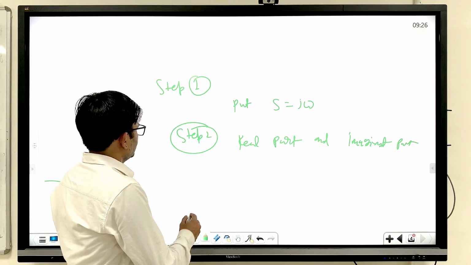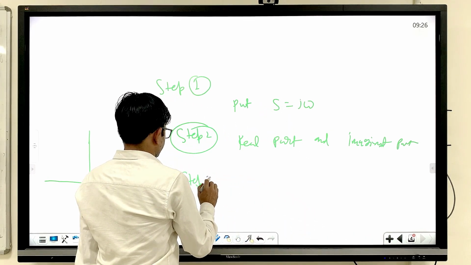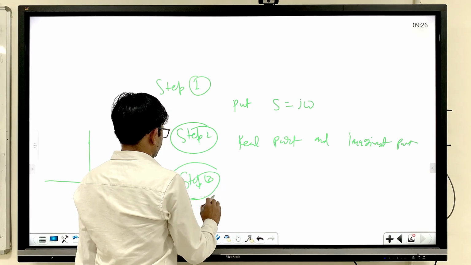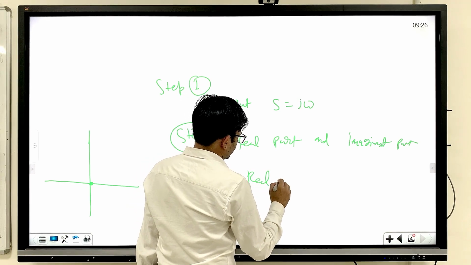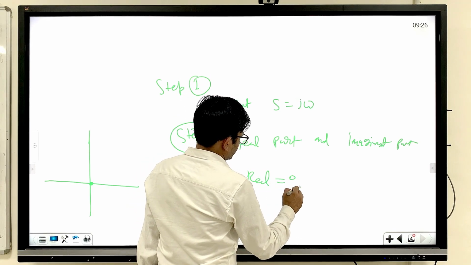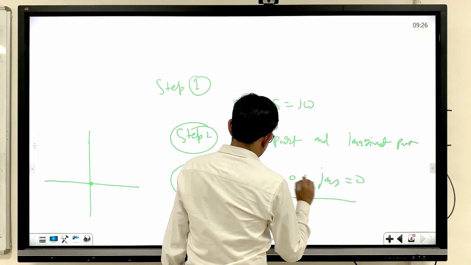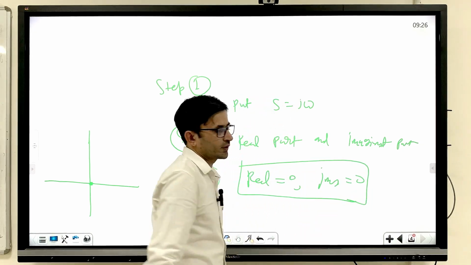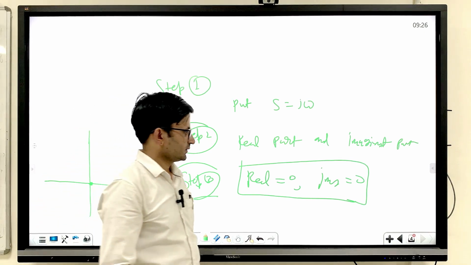So don't worry. And in the third step, you equate the real part to 0 and the imaginary part to 0. Locate the point and finally draw the Nyquist plot.